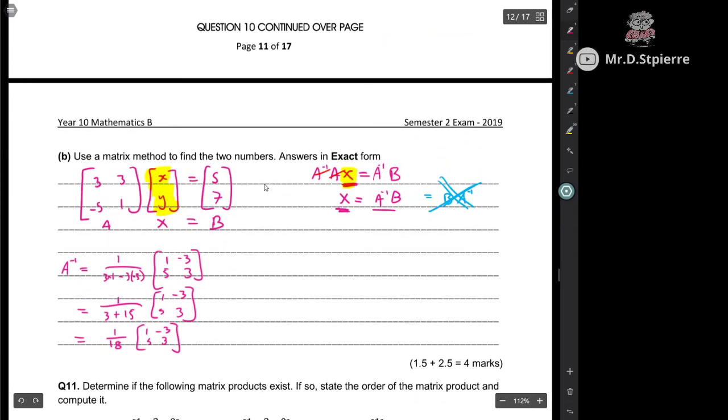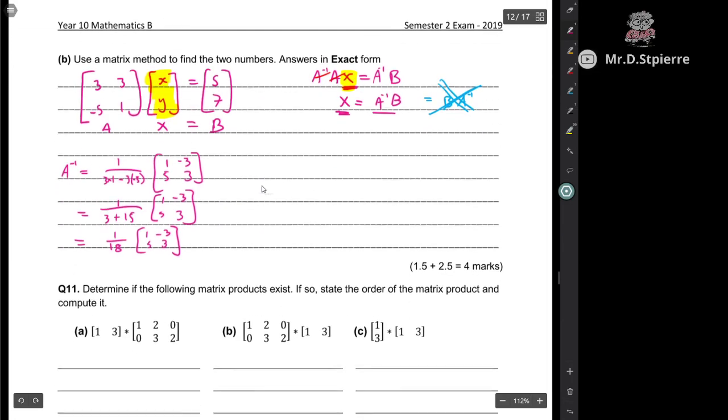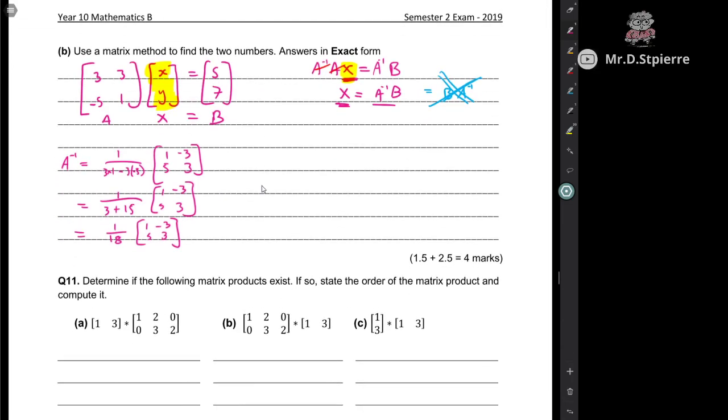I was just checking to make sure I copied my equations properly down first. So there's my inverse. So we can now say that X is equal to 1 on 18, bracket, 1, negative 3, 5, 3, bracket, times bracket 5, 7. Now you could multiply that fraction in and then try and do a whole bunch of fraction operations, but I suggest leaving it to the end to make life easier.